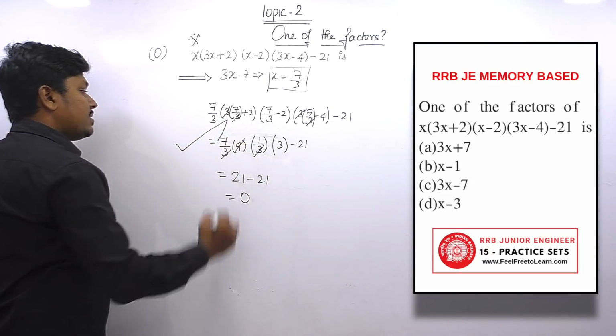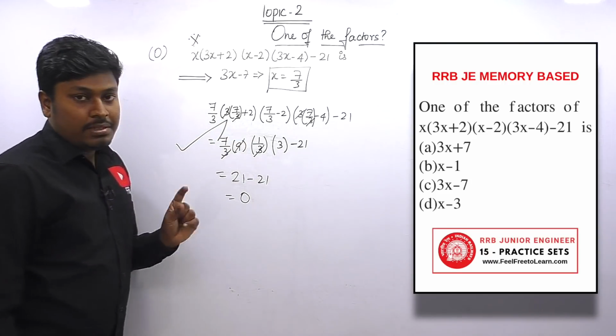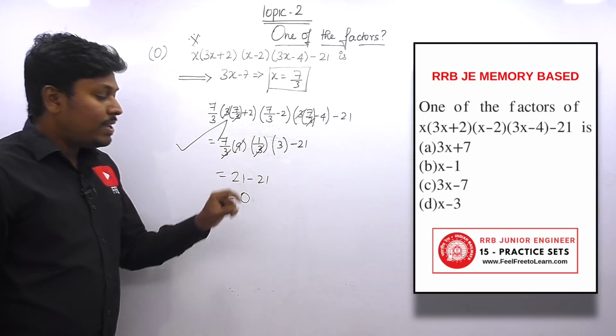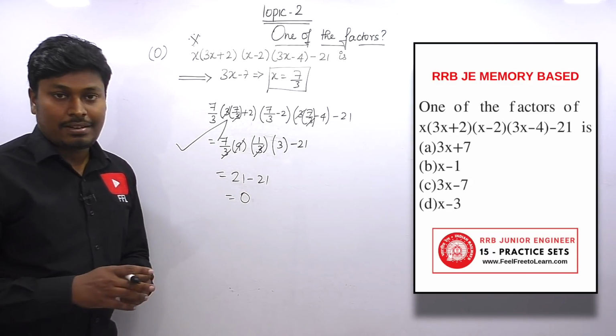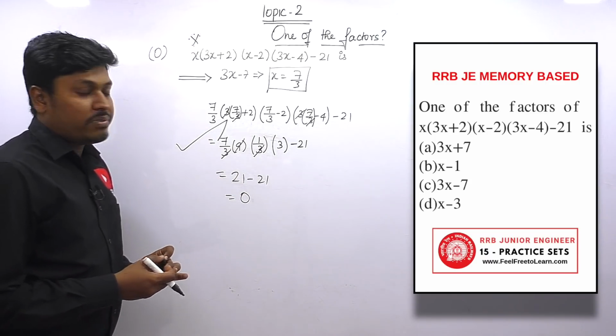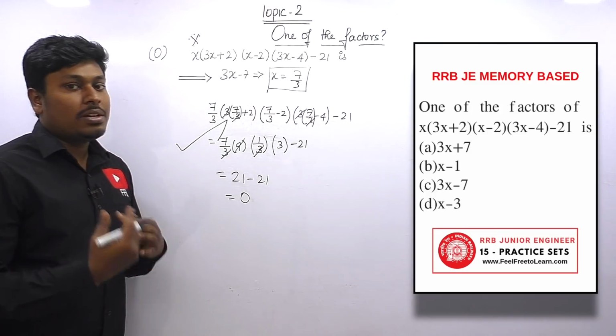So finally we can say by applying option number 3, that is 3x minus 7, we are getting 0. So that will be the factor. So answer for these types of question, go with the option, no other way.